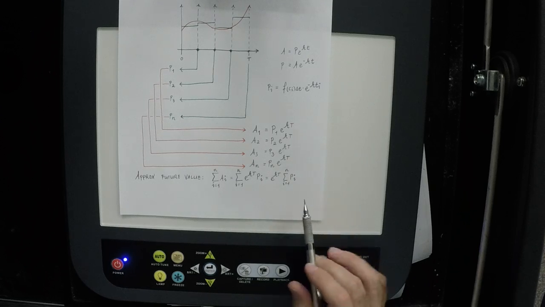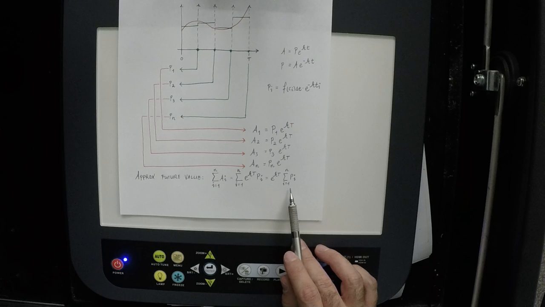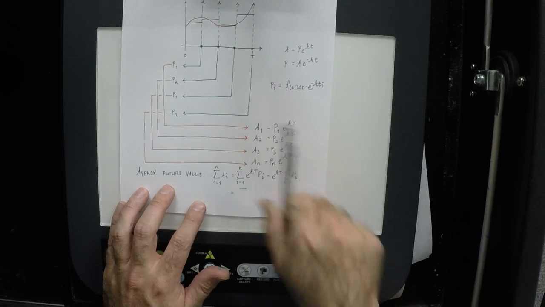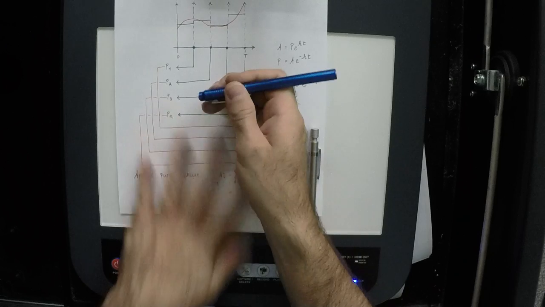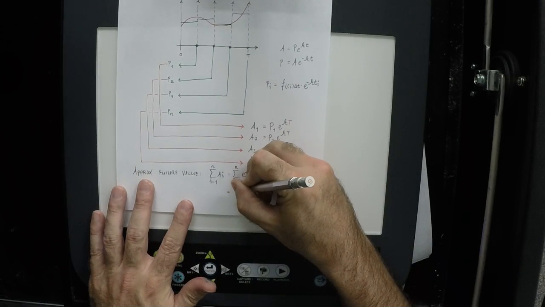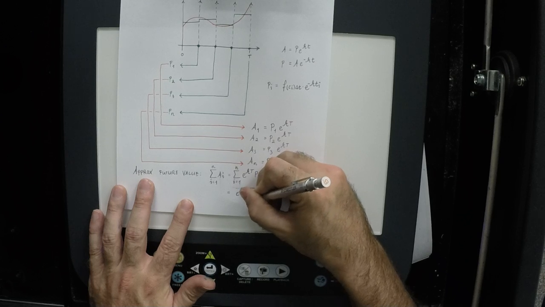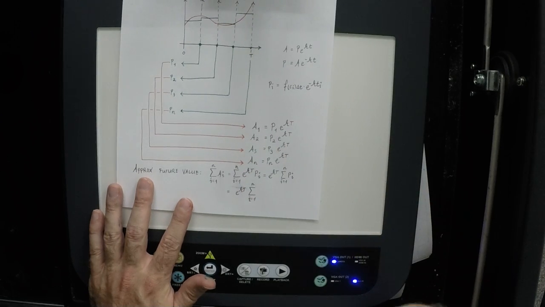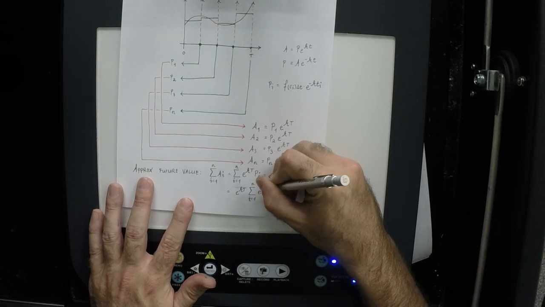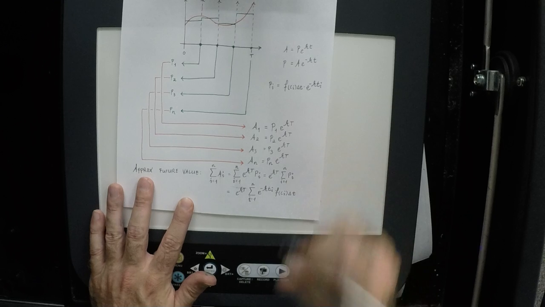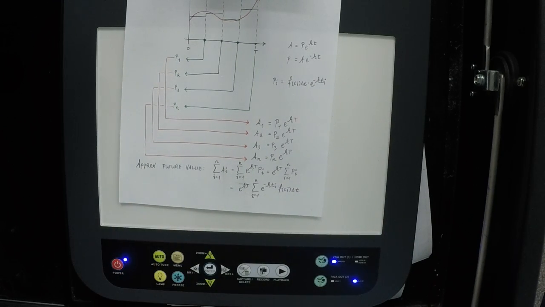Okay, so I pulled that out. But now what I want you to see is that this right here is the sum of all the present values. That means it's the sum from i is 1 to n of what? Exponential negative r little t_i f of c_i delta t. That's a mouthful, isn't it? So that's the approximate future value.